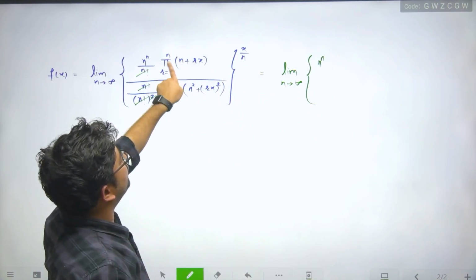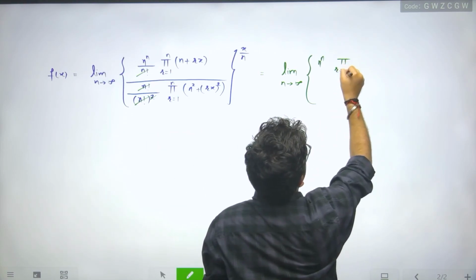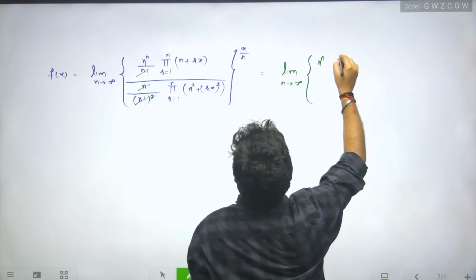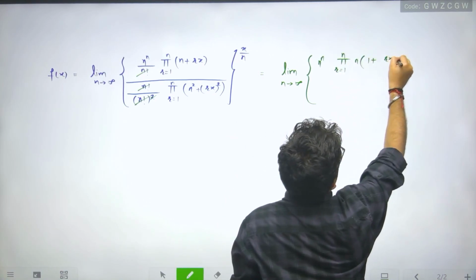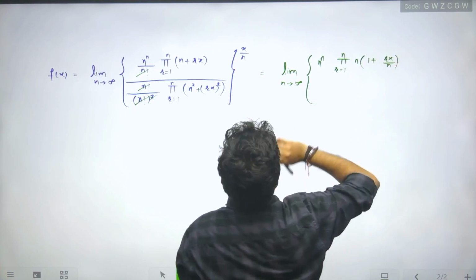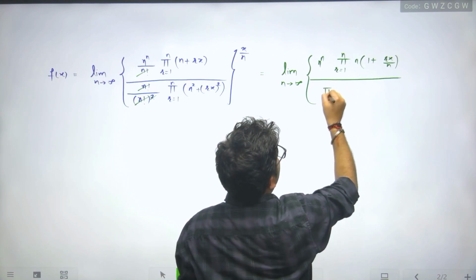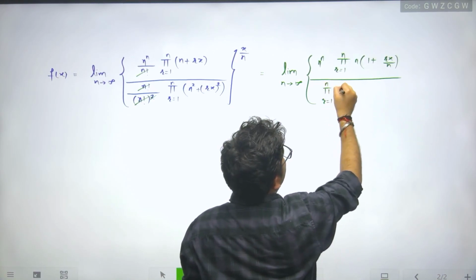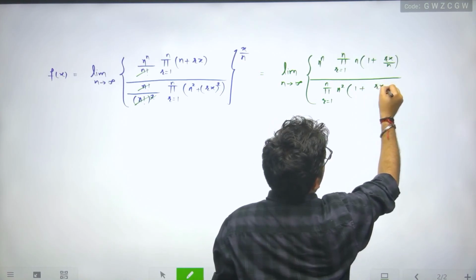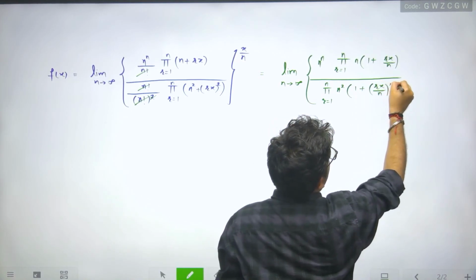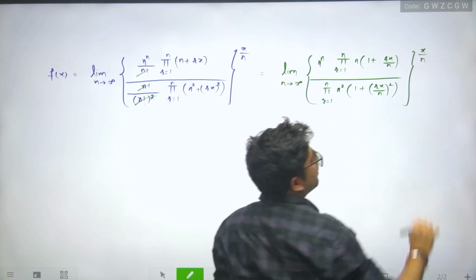If you take n common, you can say that is product r equal to 1 to n of (1 plus rx by n), divided by product r equal to 1 to n. If you take n square common, that is n square into (1 plus rx by n) whole square, and whole to the power x by n.